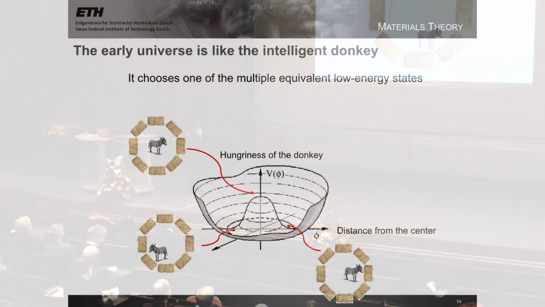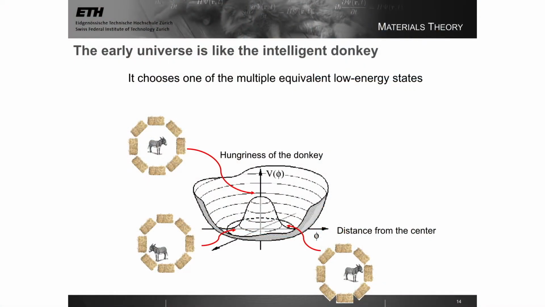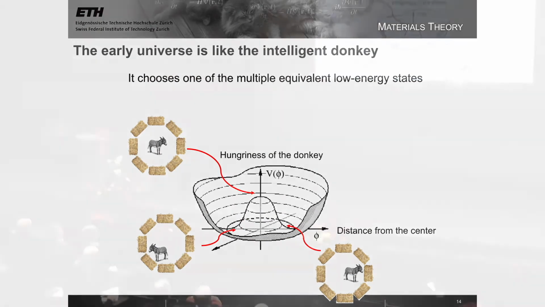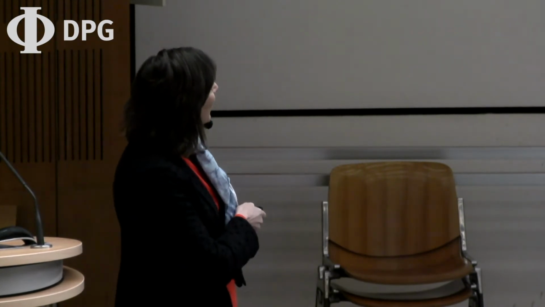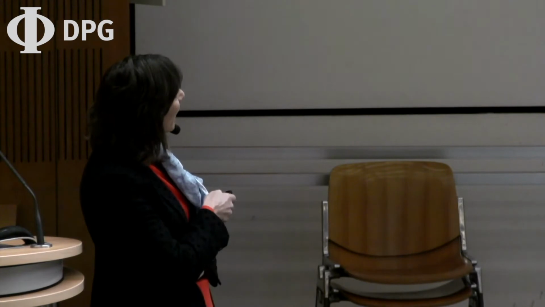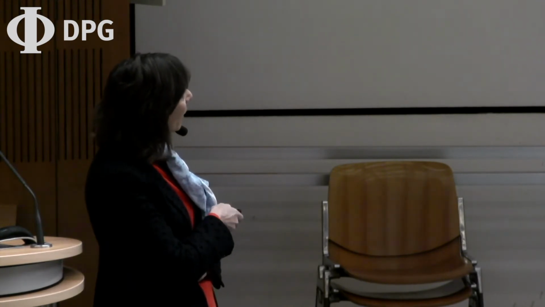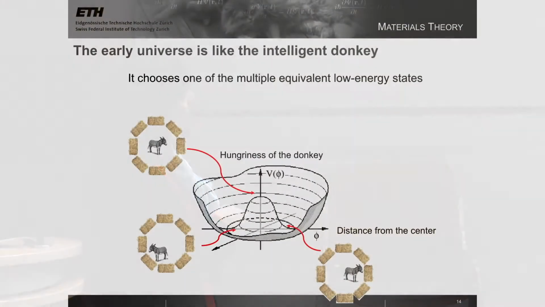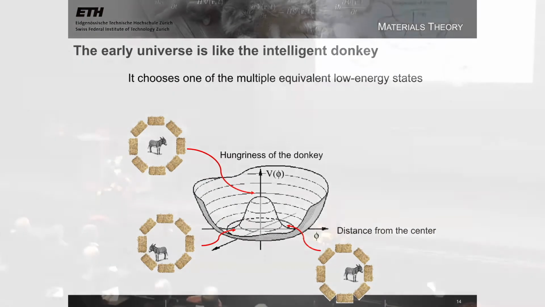So the process by which the universe makes this grand unification transition, you can think of as kind of an intelligent Buridan's donkey. Instead of staying up in this hungry state at the top of the hat, this high symmetry state where it remains hungry, it drops down into any of these low symmetry states with equal probability, and it lowers its energy, or in the case of the donkey, it lowers its hunger.